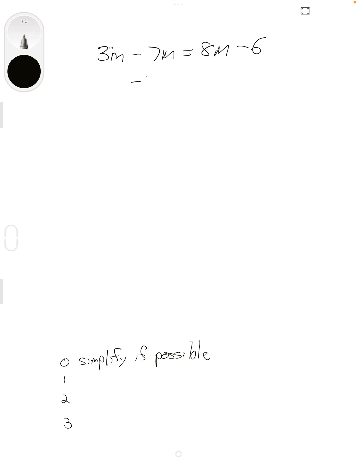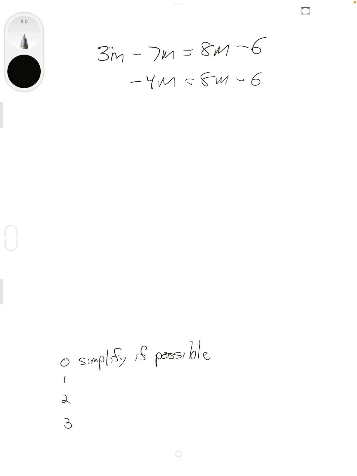Okay, so the idea behind this is, what if there's not just 3 things? So this is an example. 3m minus 7m equals 8m minus 6. Okay, so this is the 0 step. Remember step 1, 2, 3. Step 0 is simplify, if possible. So you want to get it as simple as possible. So for example, 3 monkeys minus 7 monkeys is negative 4 monkeys, right? Equals 8m minus 6. My left side is as simple as it's going to get. My right side is as simple as it's going to get.